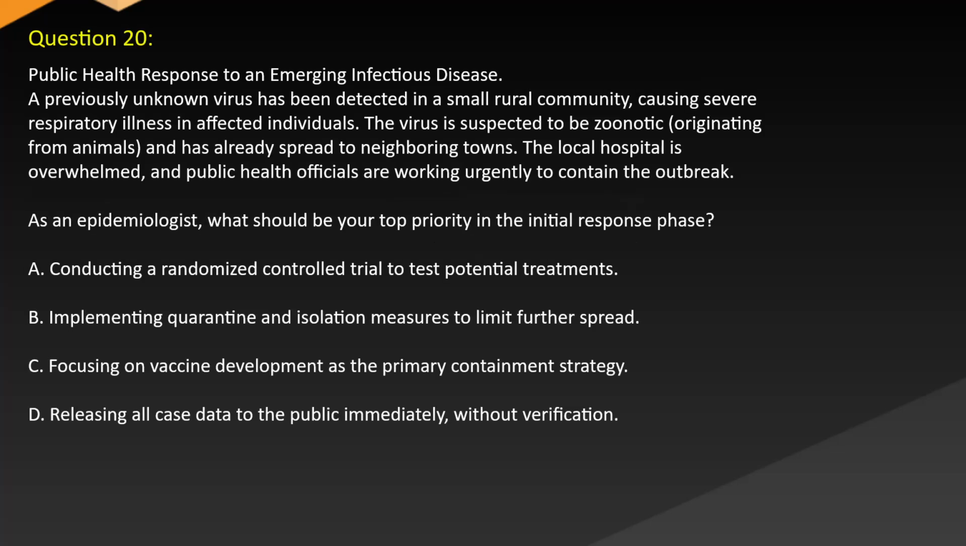Question 20. Public health response to an emerging infectious disease. A previously unknown virus has been detected in a small rural community, causing severe respiratory illness in affected individuals. The virus is suspected to be zoonotic, originating from animals, and has already spread to neighboring towns. The local hospital is overwhelmed, and public health officials are working urgently to contain the outbreak. As an epidemiologist, what's your top priority in the initial response phase?